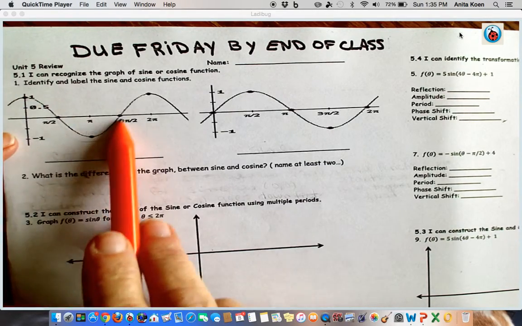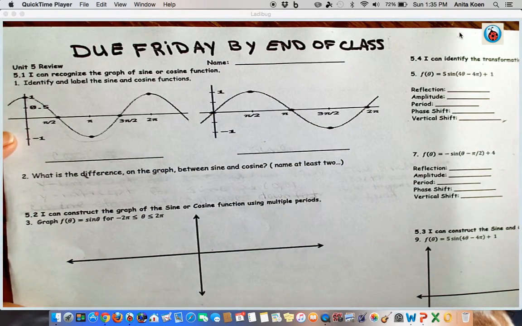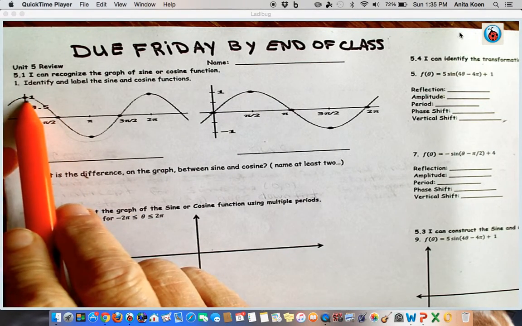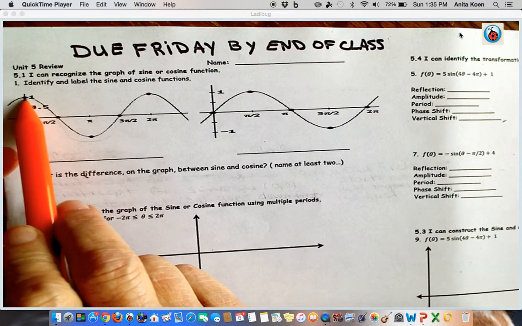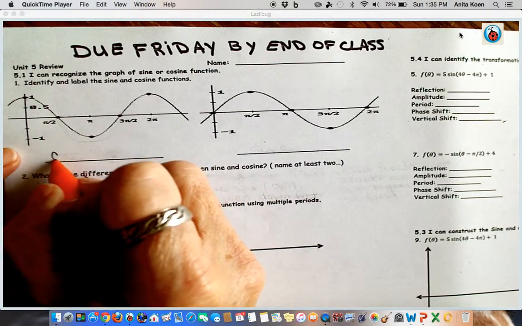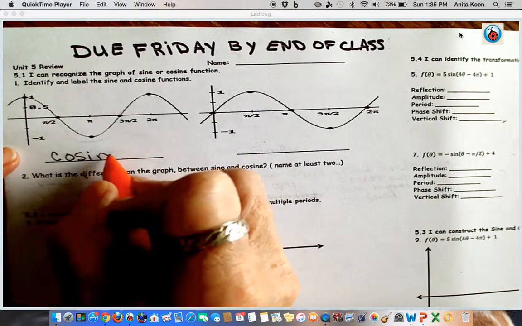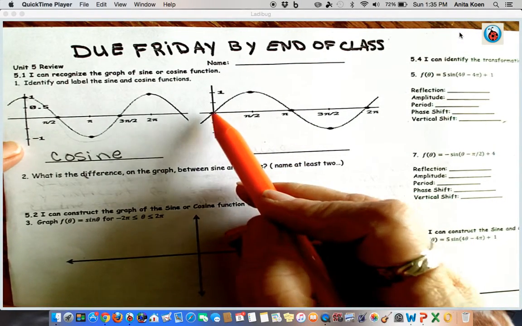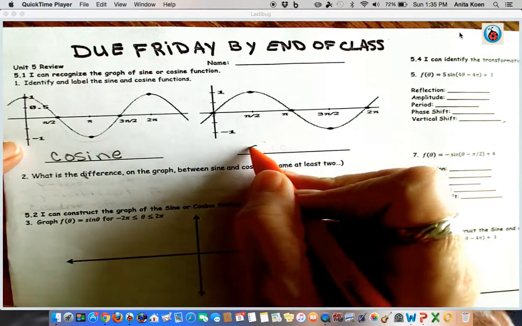So when I look at these two functions right here, I have to decide which one is sine and which one is cosine. The first thing that I notice is the y-intercept. The y-intercept for this graph is (0, 1). That tells me that this is the cosine function. The y-intercept for this graph is (0, 0), so this is the sine function.